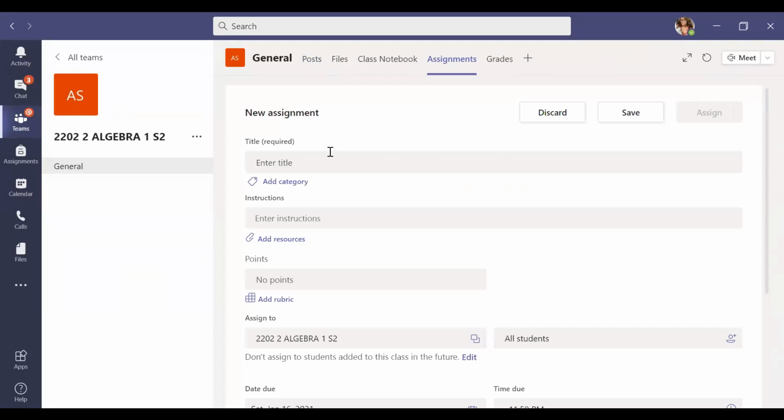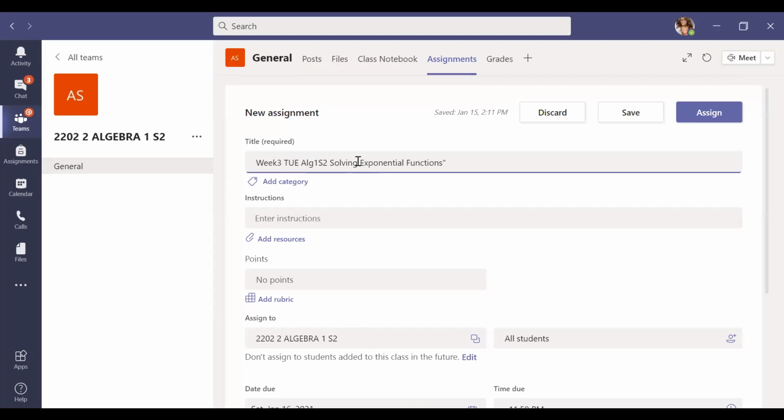We're going to go ahead and create this assignment, which is week 3, Tuesday, Algebra 1, Semester 2. And the topic today we're going to be discussing is a continuation of exponential functions, but it is going to be with real life problems. Solving exponential functions with real life applications.